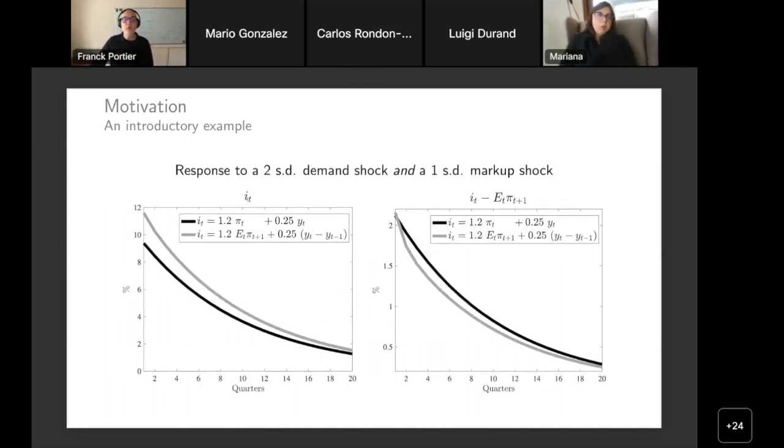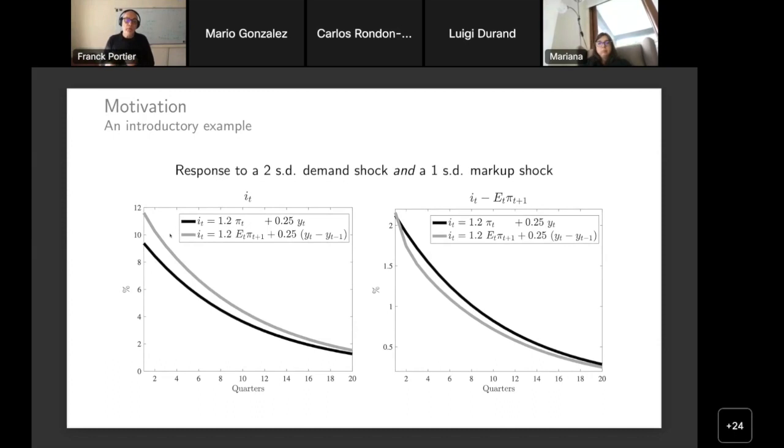So here you see the response of the policy variable, the nominal interest rate, to this particular shock, which is again twice a standard deviation of the demand shock plus 1 standard deviation of the markup shock. And the black line is my regular Taylor rule, and the gray line is a slightly different type of Taylor rule. But again, I'm happy if you disagree, we can talk about that. My point here is that those two rules share the same narrative. They describe more or less the same thing that the central bank is doing. And indeed, we see that the response of the nominal interest rate is more or less the same. Of course, it's not exactly the same, but there's an increase in the interest rate, which is persistent.